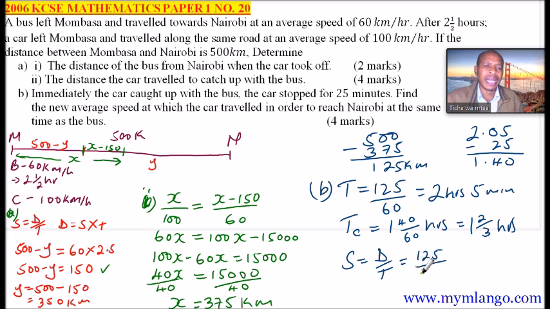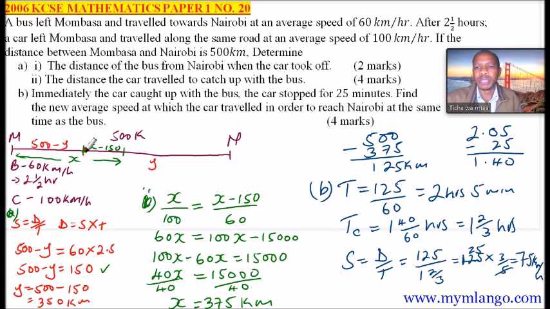You divide by the time, which is 1 and 2 over 3, which is 5 over 3. You write this in proper form, so it is 125 times 3 over 5. You can simplify here, you get 25. So you get 75 kilometers per hour.